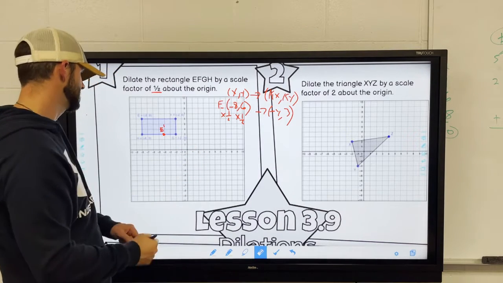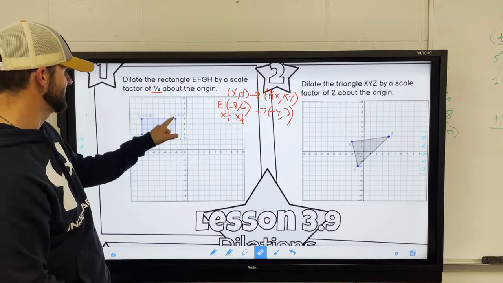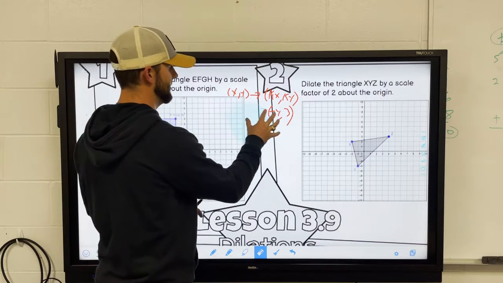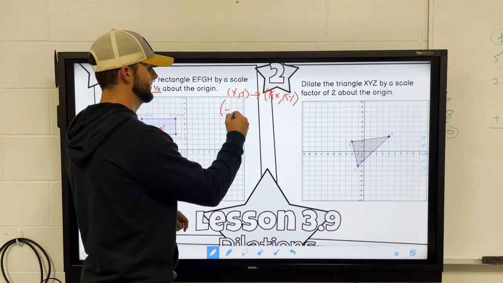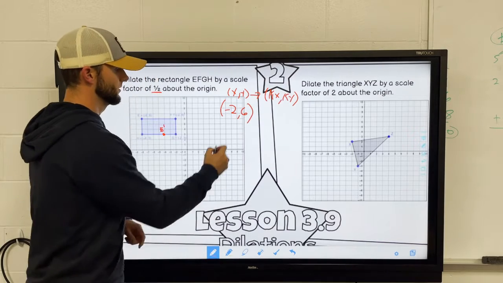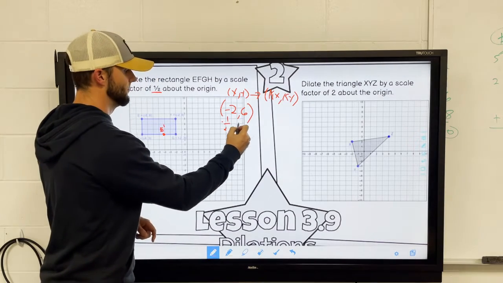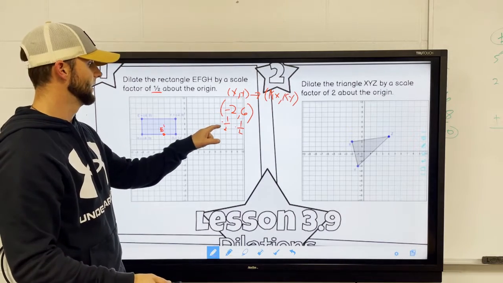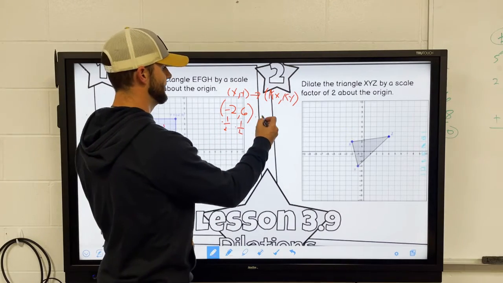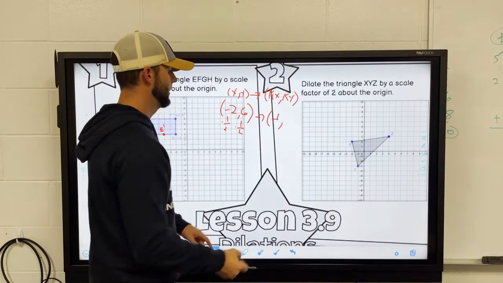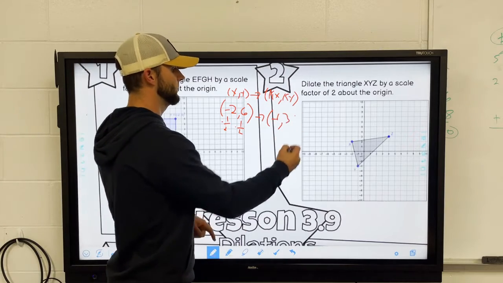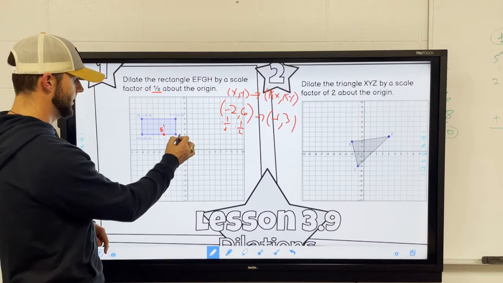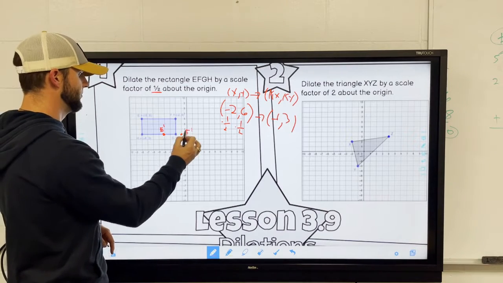Now let's do the same thing with the next one. Let's do F. F is up here, so that's going to be -2, 6. I'm going to do the same exact thing again. I'm multiplying by 1/2 on both of those. -2 times 1/2, meaning half of -2, is going to be -1. Half of 6 is going to give me 3. So -1 comma 3 is going to be F prime.